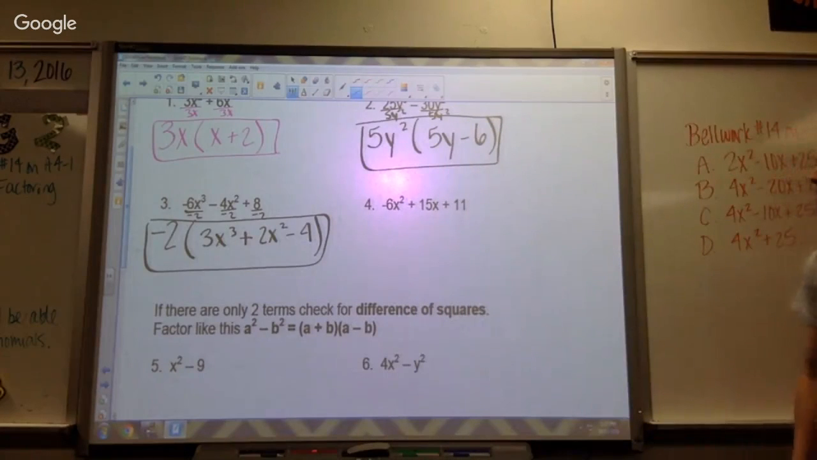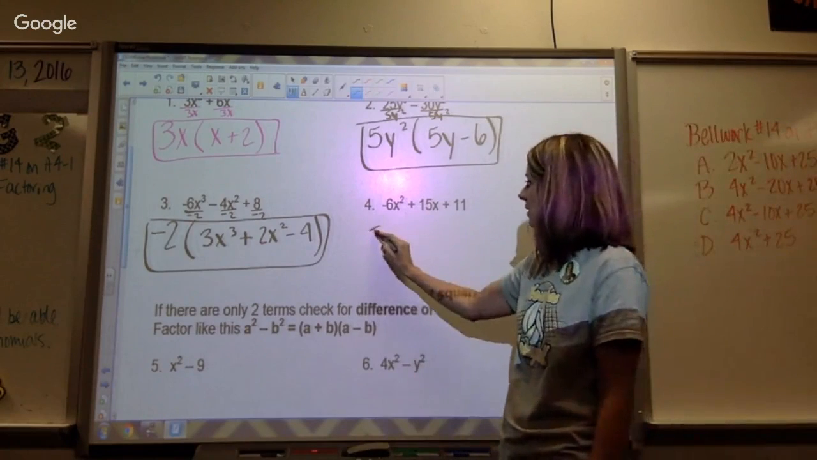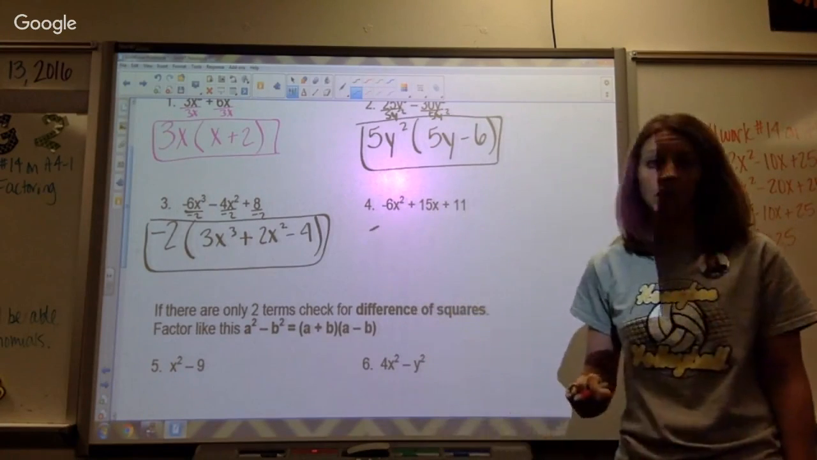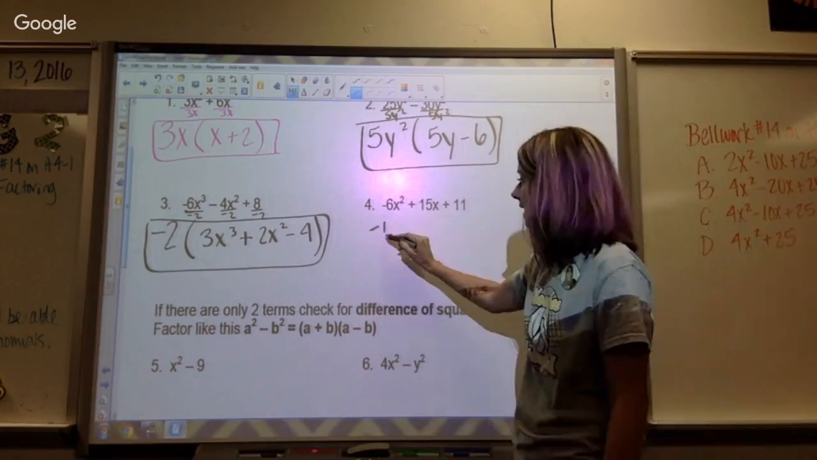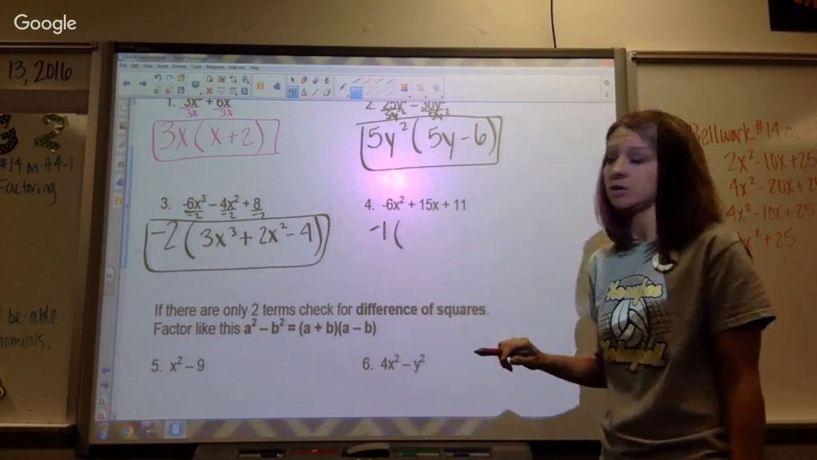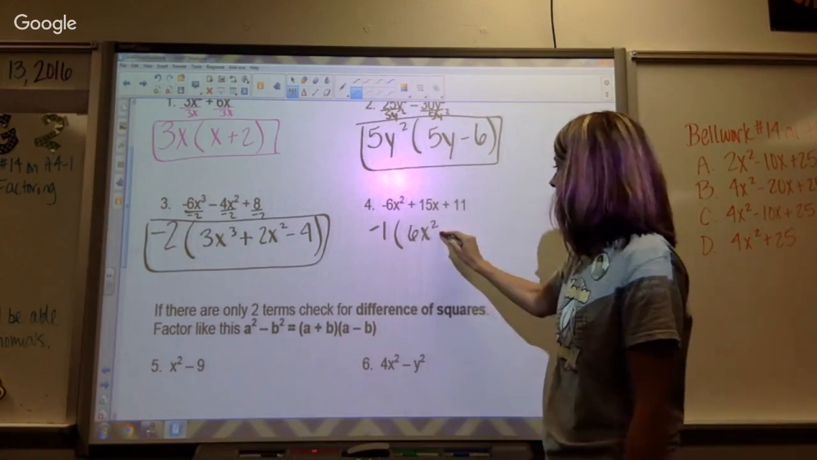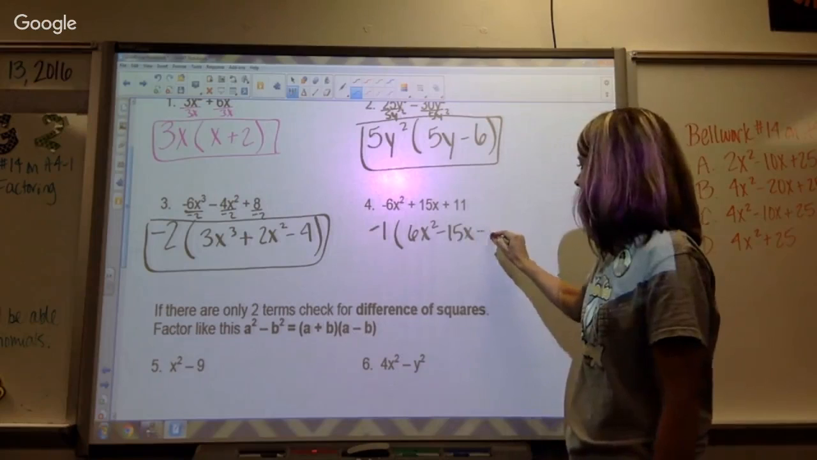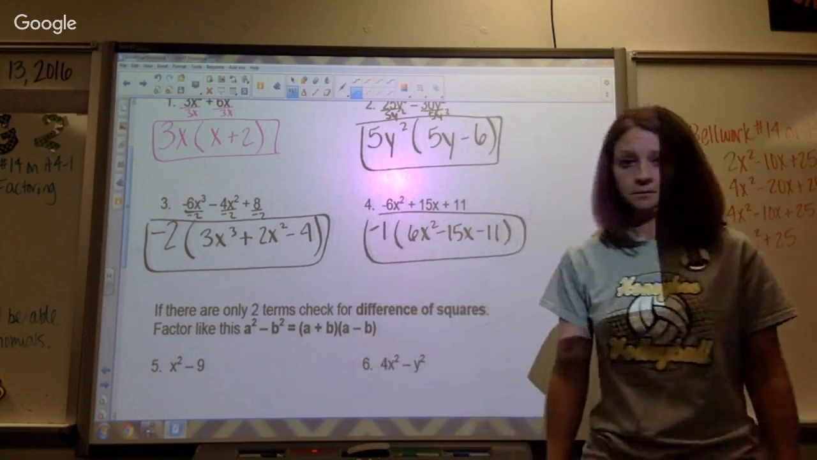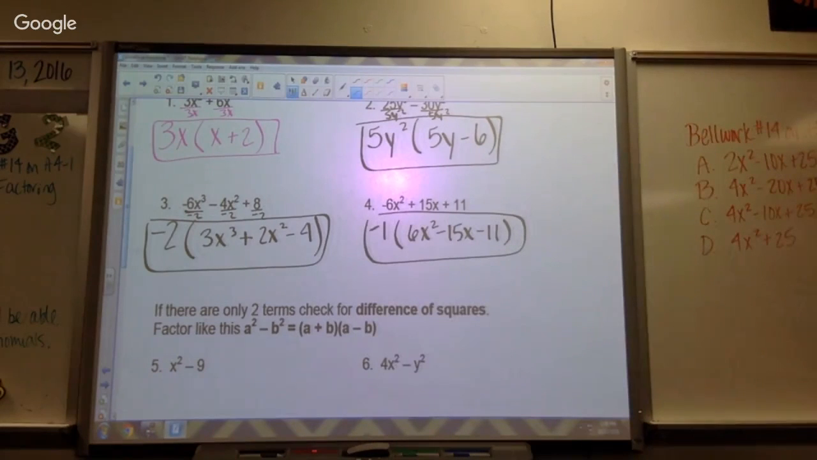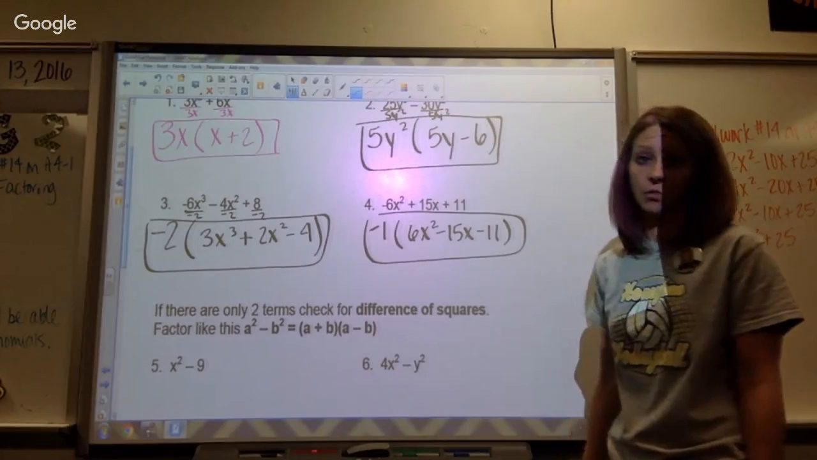Okay, looking at number 4, notice the first term is negative, so go ahead and put a negative there. We have a 6, a 15, and 11. There is not anything that will go into all 3 besides a 1. Since the first term is negative, I'm going to take out a -1. So really all that does is change the sign of each term. That would be 6x squared minus 15x minus 11, and that's all we really need to do here. So if the first term is negative, always factor out a negative. If they don't have anything in common besides a 1, you'll factor out a -1.